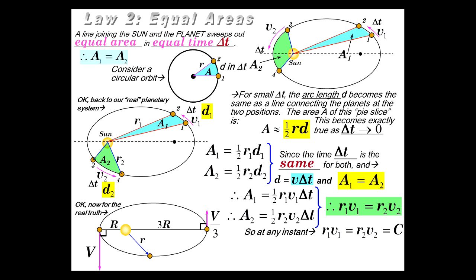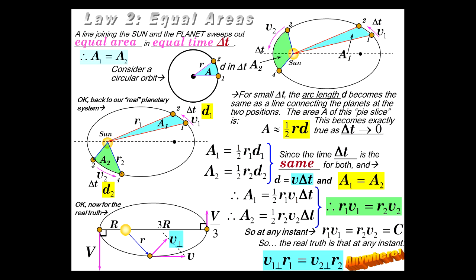But what about this situation? What about when the planet's at some intermediate point? Now the radius and the velocity are not perpendicular. Can we just multiply those two together? Well, the answer is no. It doesn't work that way. We actually have to consider the perpendicular component of the velocity to the radius. So this is how fast it's moving perpendicular to r. And so the real truth, if you can handle it, is that at any instant, v1 perpendicular times r1 equals v2 perpendicular times r2, at any position.